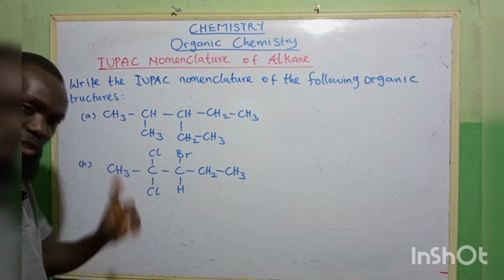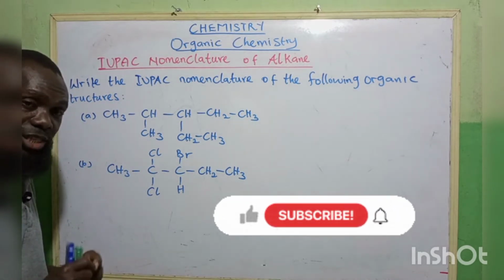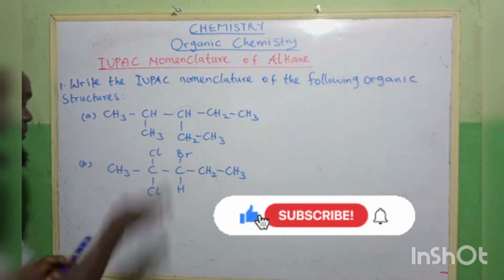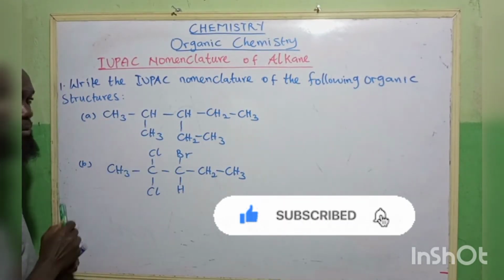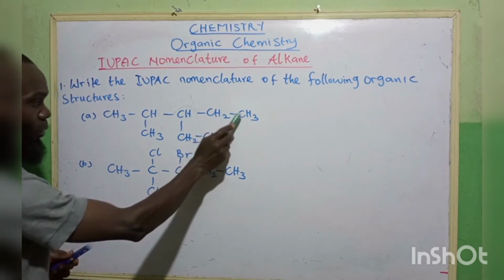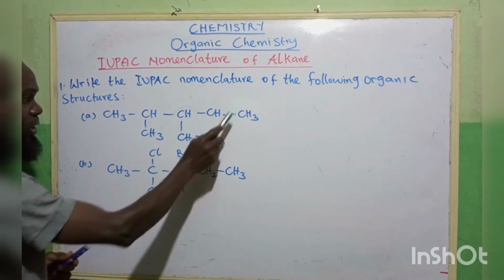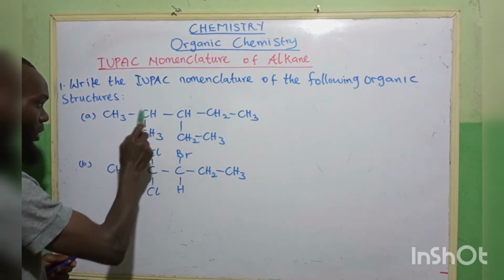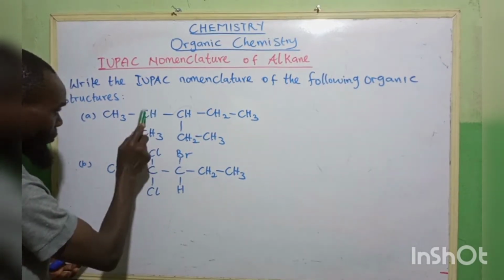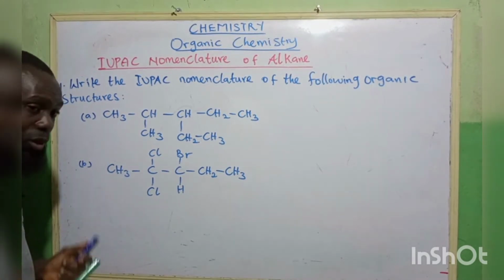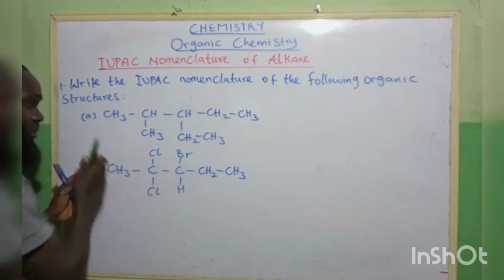Now let's start. The first rule is to get the continuous longest carbon chain length. 1, 2, 3, 4, 5. You can also count this way, 1, 2, 3, 4, 5, and this way too. Everything I've been counting so far, the longest one is 5. Now, I want to consider the straight one.